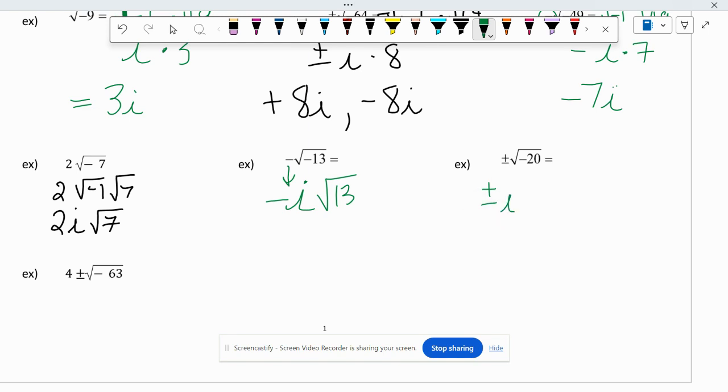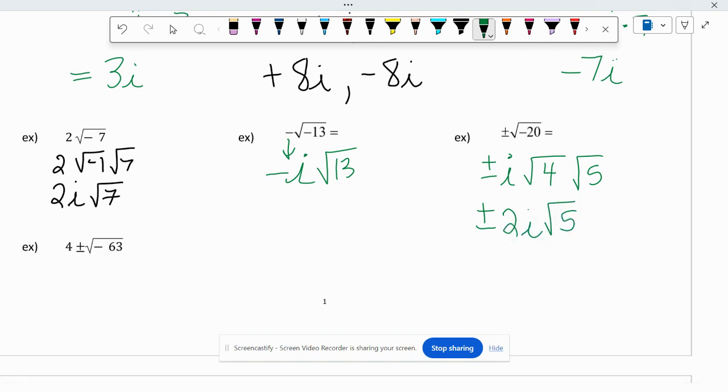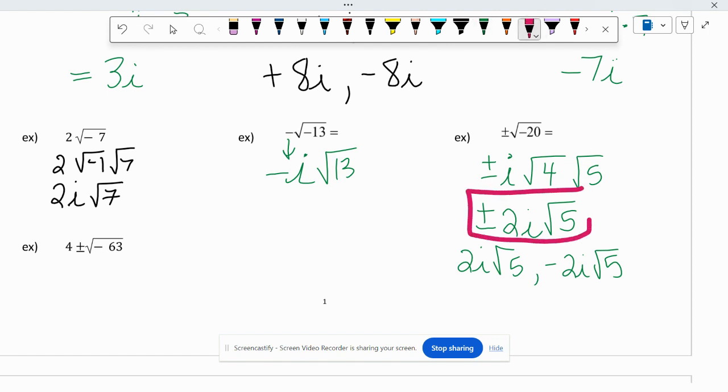All right, so this next one, I am going to break it up. I'm going to still pull my i out, but I have to break up the square root of 20, and I'm going to break that up as the square root of 4 times the square root of 5. So what is the square root of 4? So I can write my answer as plus or minus 2i square root of 5, or I can break it up and say that my answer is 2i root 5, comma, negative 2i root 5. I'm going to use whichever way you like best. All 3 of those are correct. Whatever works best for your brain.